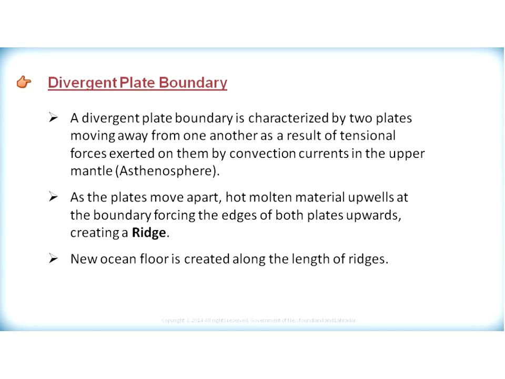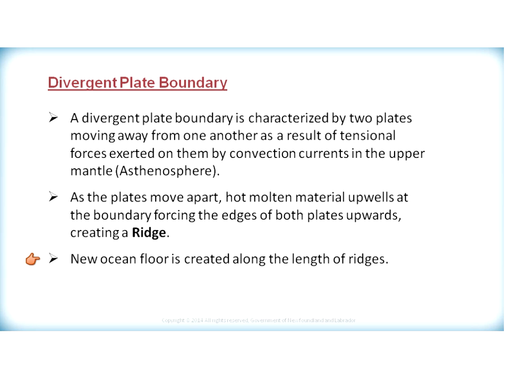Let's take a closer look at divergent plate boundaries. A divergent plate boundary is characterized by two plates moving away from one another as a result of tensional forces exerted on them by convection currents in the upper mantle, called the asthenosphere. As the plates move apart, hot molten material upwells at the boundary, forcing the edges of both plates to move upwards, and this creates a geologic feature called a ridge. So ridges are located at divergent boundaries.